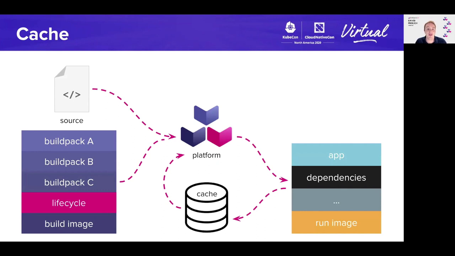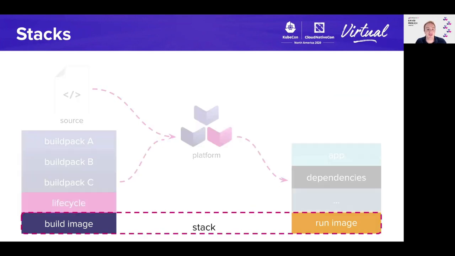The app image is a layered image. Application layers and build time dependencies are cached, so builds will be faster over time. This makes for happy developers.